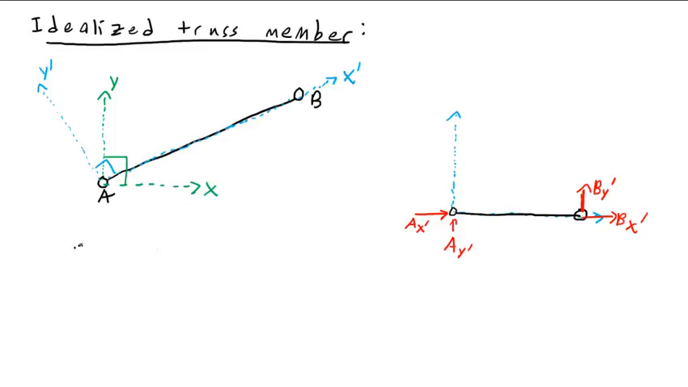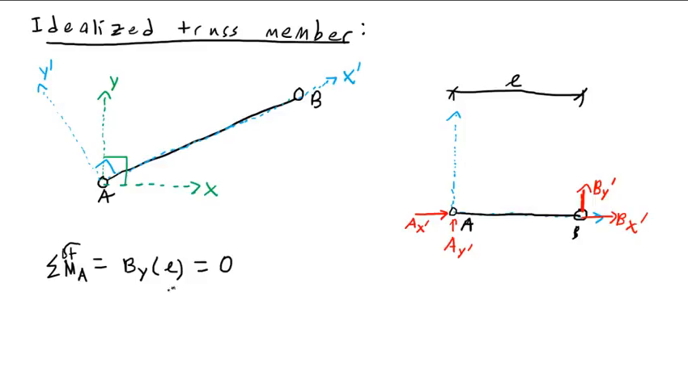Now, I could do a sum of forces in the X prime or the Y prime direction, but right now that's not going to do me any good because I would have two unknowns for each of these. So let me do a sum of moments about point A. Each of these forces has a line of action that passes through point A. The only one that does not is BY prime, times the length L, equals zero. It has length L, which isn't really important.